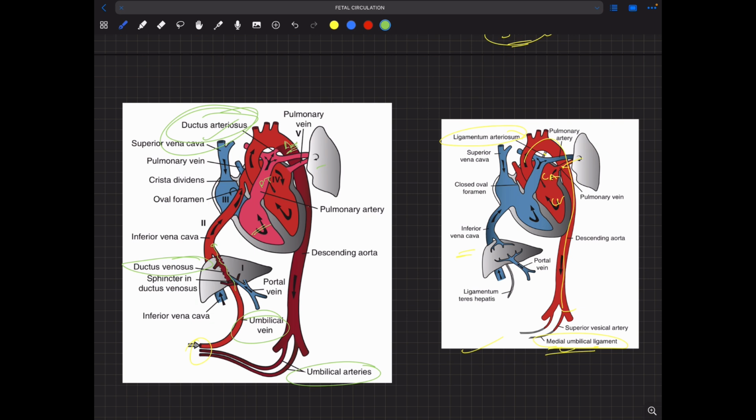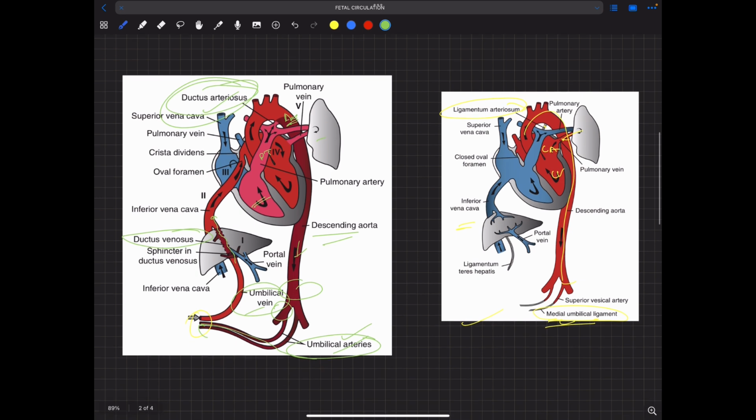So now from the aorta, the blood goes down the descending aorta, and umbilical arteries are formed from the common iliac artery. These umbilical arteries again merge with the umbilical vein to form the umbilical cord. So this is fetal circulation, and this is adult circulation.